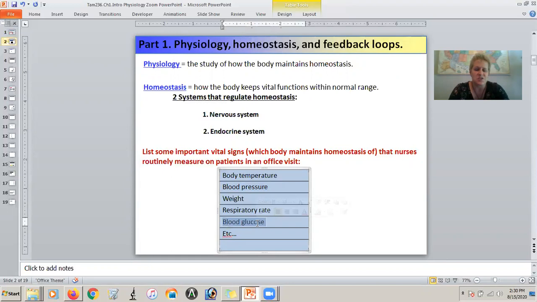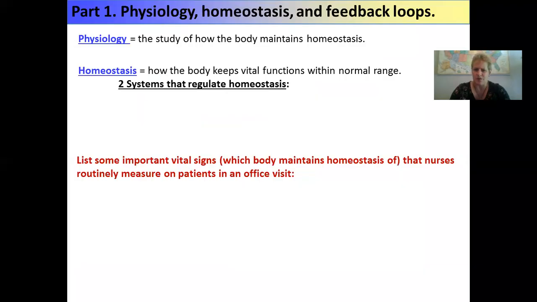We're going to learn in this chapter how the body regulates those to within a normal range, and what the body does if those body functions either go too high or too low. All right. Okay, so let's continue on with our PowerPoint.